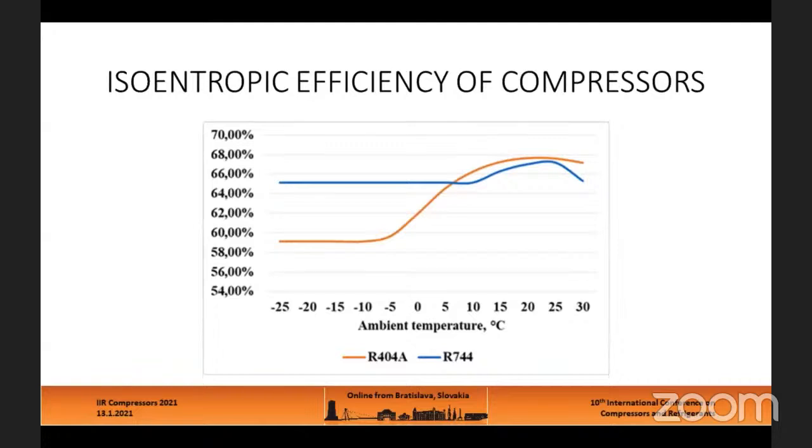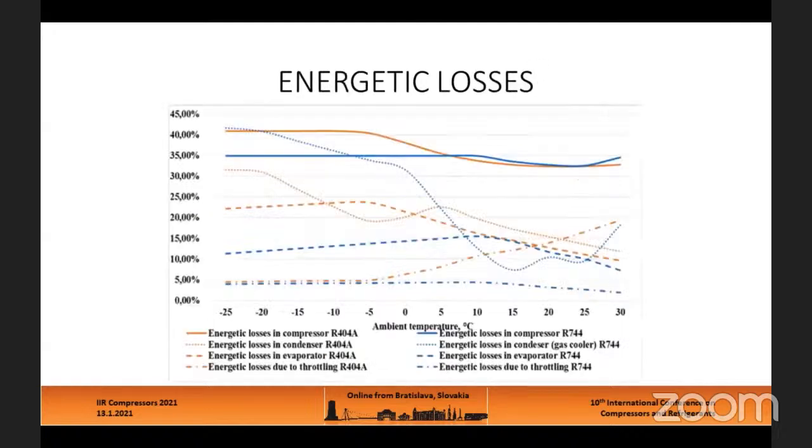The entropic efficiency of compressors is shown on this slide. This data was taken from compressor manufacturer software as average statistical data. Energetic losses at system components, expressed in percentages of compressor work, are shown on this slide. You can see different energetic losses in the compressor, condenser, evaporator, and throttling for different systems: System 1 with CO2 and System 2 with R404A.